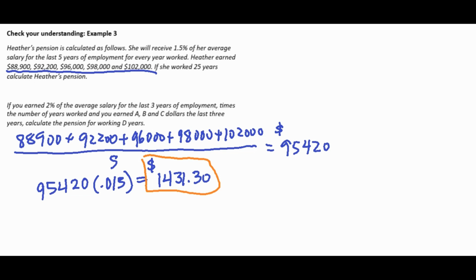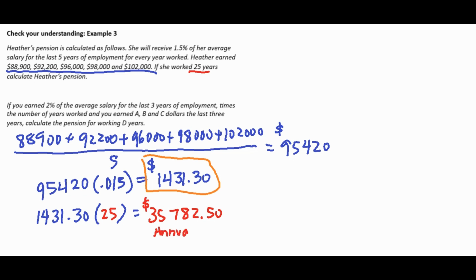Now I take that amount, right? This is 1.5% of her average annual salary for the last 5 years. And whatever that dollar amount is, I'm going to multiply that by the number of years worked, right? So in our example here for Heather, she worked a total of 25 years. So we're going to take that basis of $1,431.30, and we're going to multiply that by the number of years worked, which is 25 years. And that ends up coming out to be $35,782.50. This is going to be her annual salary of her pension after she retires.